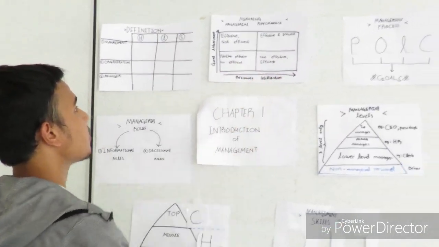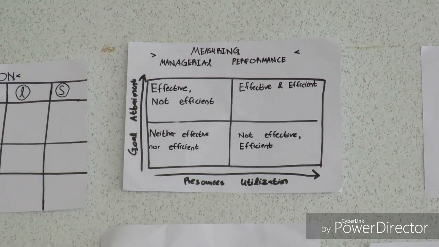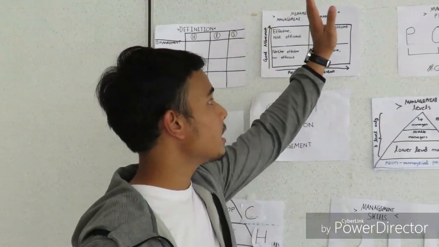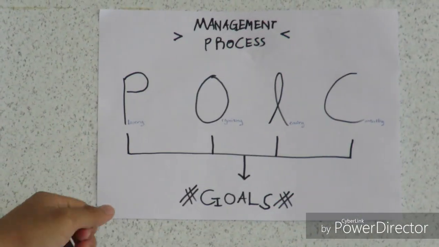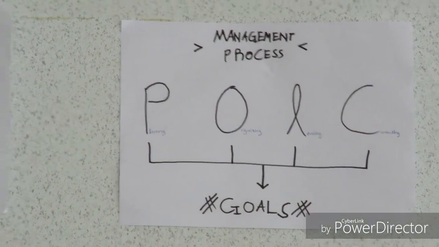Alright, move to the next subtopic, which is measuring managerial performance. As you can see, this is a table that a company can look at to observe their performance. The next subtopic is the management process. These are the steps to achieve the goal, which is P for planning, organizing, leading and controlling.